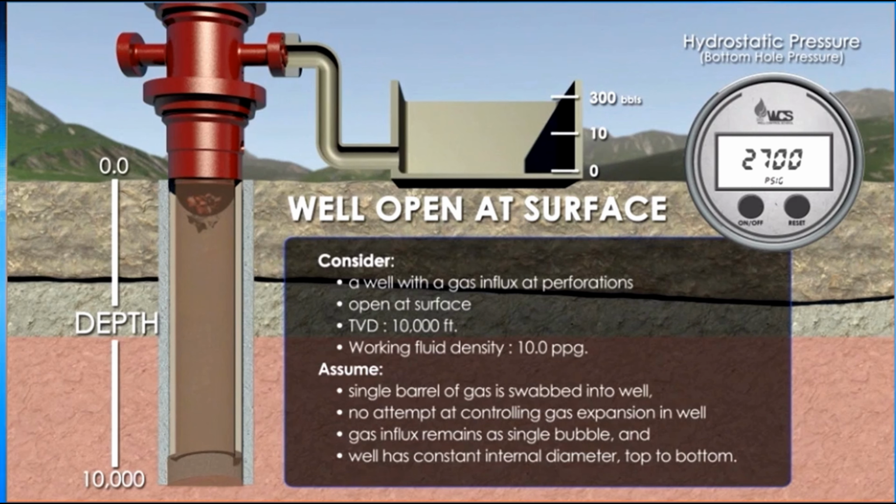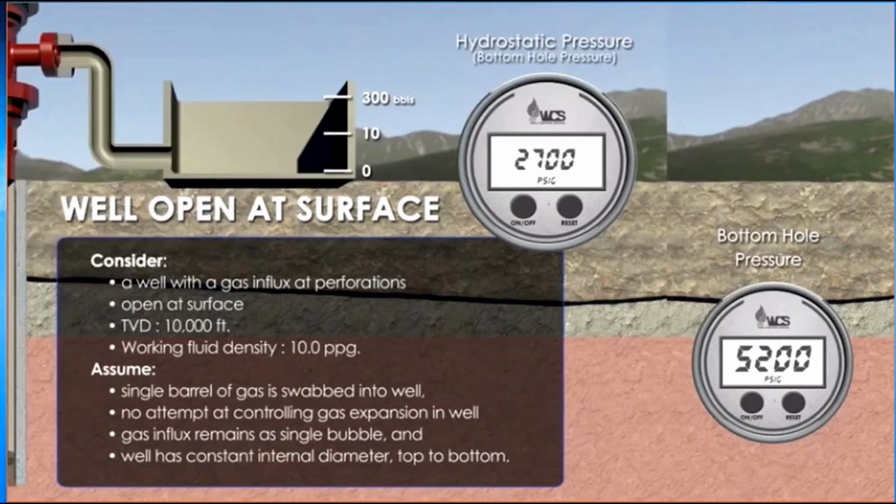It is unlikely that the barrel of gas will remain a single, discrete bubble, as some of the gas may be dissolved into the liquid, and some may percolate upwards, with the remainder stringing out in length as it begins to migrate. However, in this example, imagine that the gas influx remains as a single bubble and the well has a constant internal diameter from top to bottom.